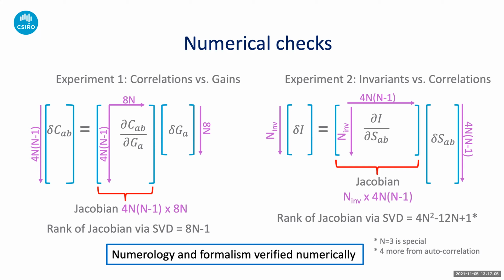I've put a star because there are certain special cases. For example, n equals 3 is special, and if you include autocorrelations, that also changes the number of invariants. But I won't go into those details unless someone is interested.